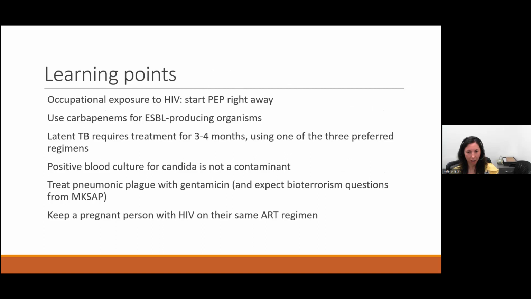Okay. And I think that is our last question here. So I've summarized a few of our learning points. Again, carbapenems for ESBL producing organisms. Candida is not a contaminant. Expect MKSAP to throw bioterrorism questions at you, and please don't take someone off ART. Maybe I'll just open up the floor for more general questions, pick your brain on ID questions if Will's up for it, if we have a little bit of time left. So fire away, guys.